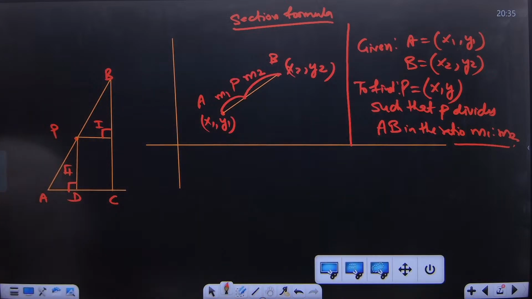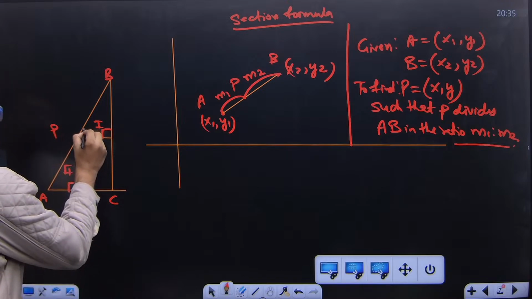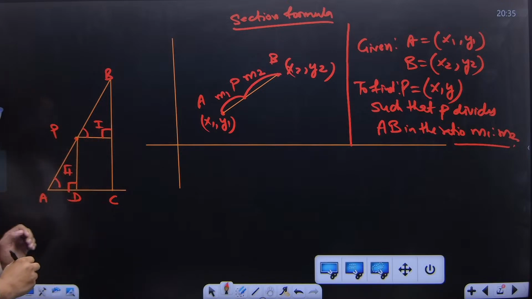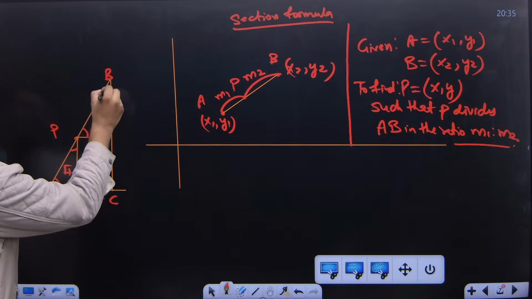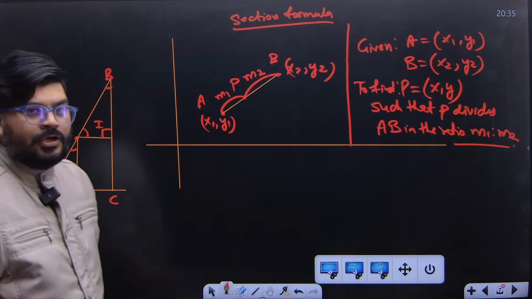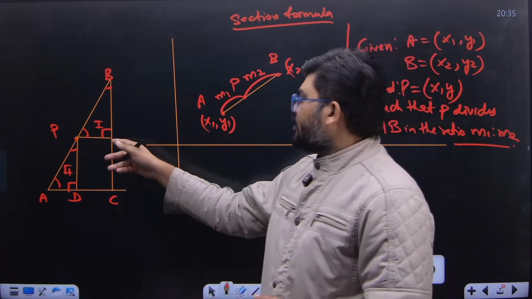You can say that if all the angles of one triangle are equal to all the angles of the other triangle. Now see this, 90 degrees equal. Now these are corresponding angles. They are also equal because these two lines are parallel. And this angle is also equal, corresponding angles. So all the three angles are equal. So the two triangles are similar.